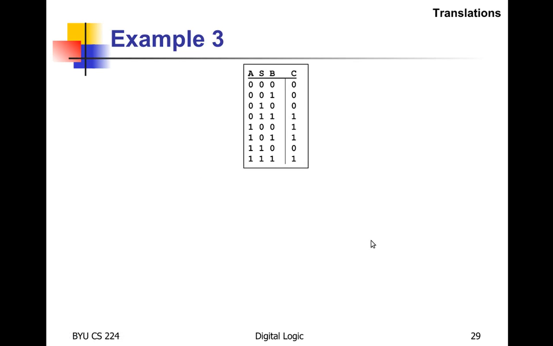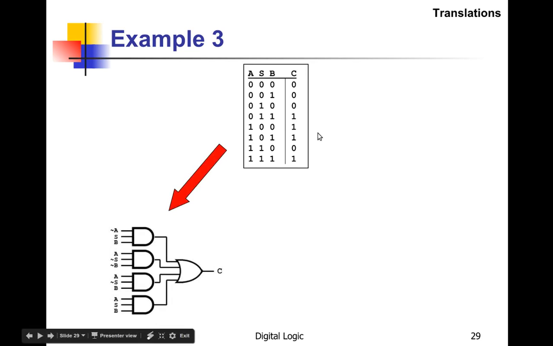So what happens if we start with a truth table and try to do the other two? Here's what you can do. If you notice here, there's A, S, and B. There are 3 inputs, so you've got 3 of these guys right here. And so what you do is you go along and you look at right here.